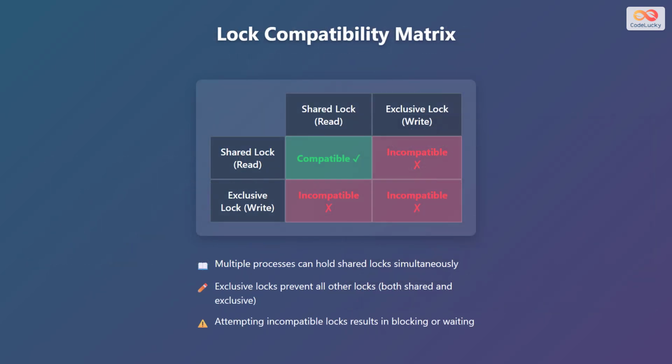The lock compatibility matrix summarizes how different types of locks interact with each other. As you can see, shared locks are compatible with other shared locks, meaning multiple processes can hold shared locks simultaneously for reading. However, shared locks are incompatible with exclusive locks, meaning that no process can acquire an exclusive lock while shared locks are held. Exclusive locks are incompatible with both shared and other exclusive locks, ensuring that only one process can modify the resource at any given time. Attempting to acquire incompatible locks results in blocking or waiting, where the process must wait until the existing lock is released before proceeding.